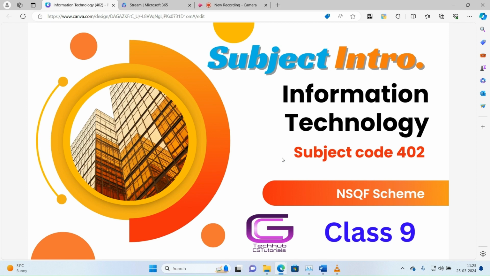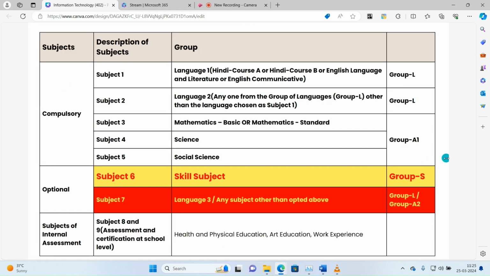So let us get acquainted with the subject information technology, which will be introduced as a sixth additional subject to you all. So as you can see here, the name of your subject is information technology and the subject code is 402.